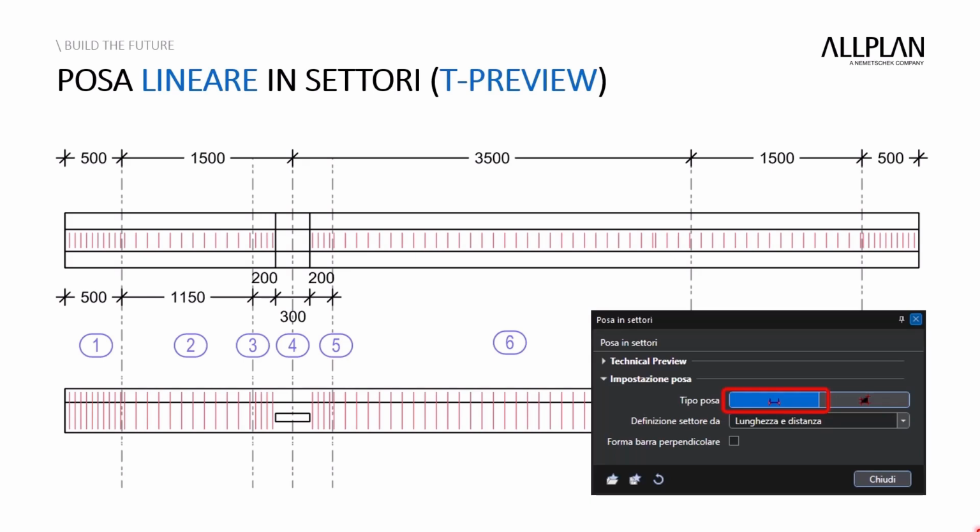Certain types of structures, such as beams, require the insertion of various components while maintaining a distinction between all the reinforcements. For example, the stirrups. Imagine you have a beam and need to use 8 different placement sectors. This is where Allplan introduces a new feature called placement in sectors, which we will look at right away.